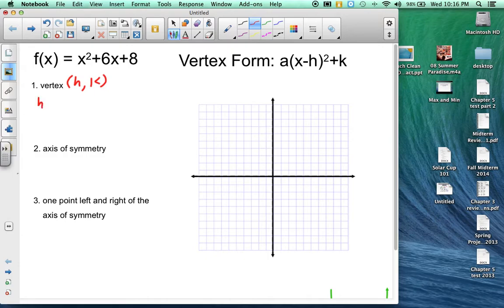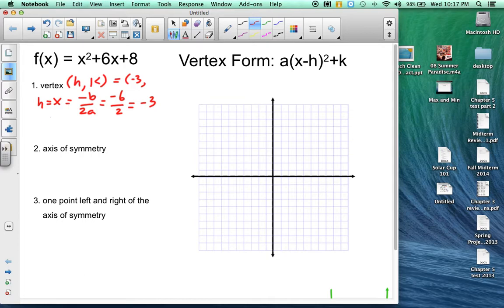So h is another way of saying x. And what is the formula for that? Usually it's the maximum or minimum. It is negative b over 2a. Well, in that case, it gives me negative 6 over 2 times 1, which is 2. And that gives us negative 3. There we go. So that's half of it. Half of it's ready to go.